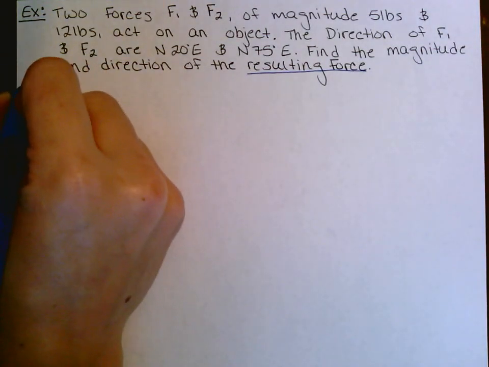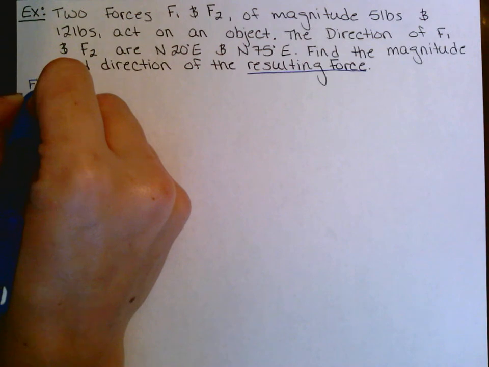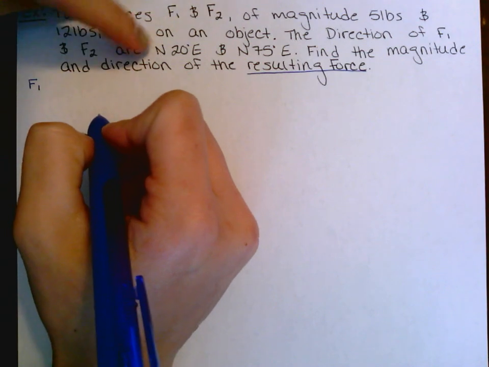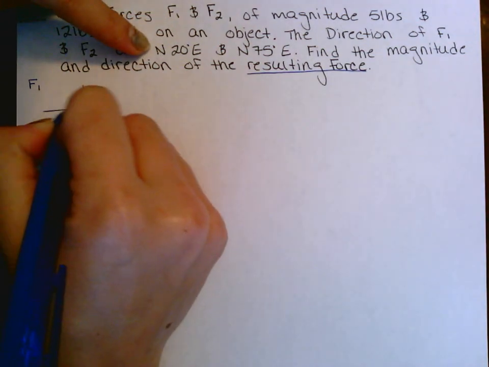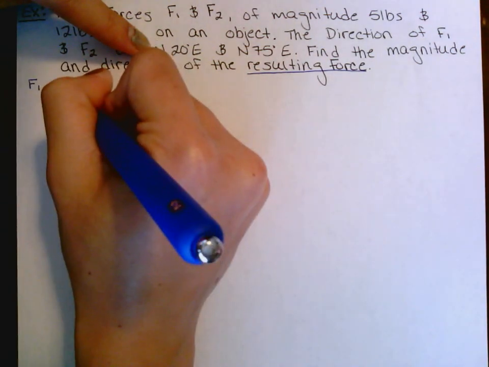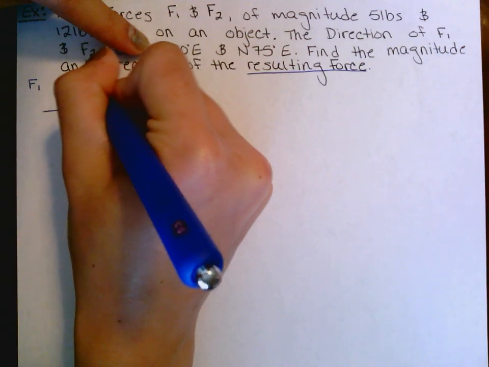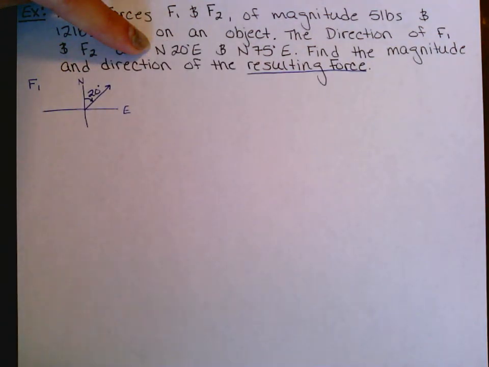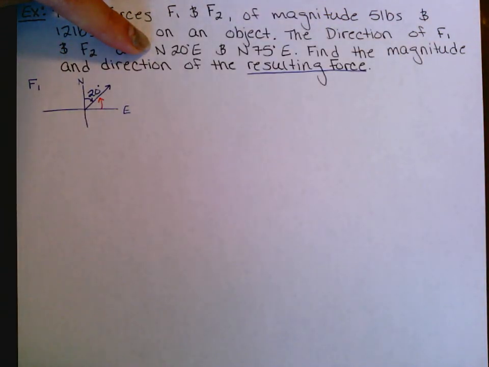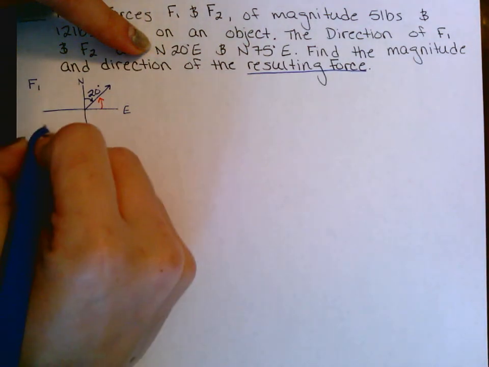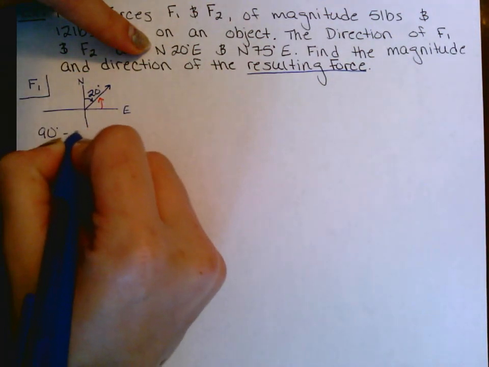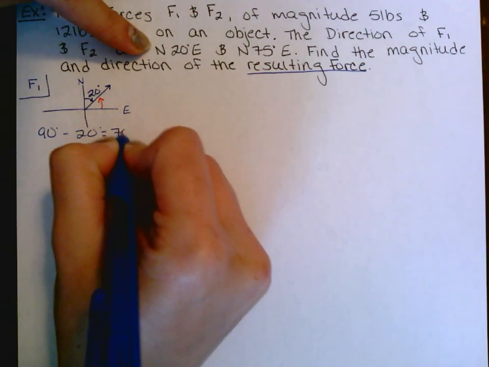So we're going to create F1 first. F1, we're going to draw, here's our bearings. It's going to go north towards east 20 degrees, right? So our job is to find theta in standard position, which would be 90, let's draw a little box there, minus 20, which gives us 70.